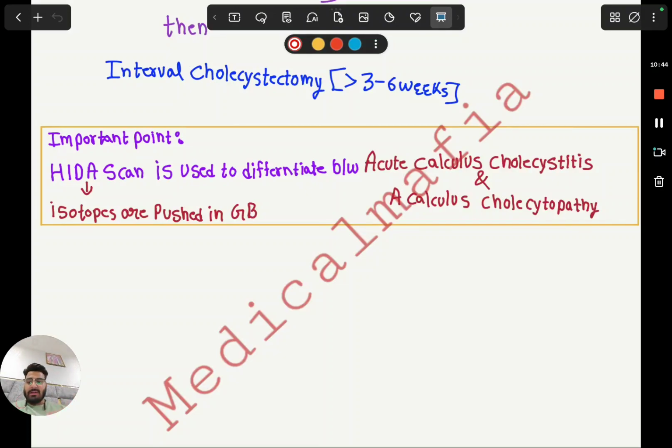We will push isotopes into the gallbladder. If there is a stone, no isotopes will go inside. If there is a motility problem, the isotopes will be pushed inside the gallbladder but will not come back out on their own.